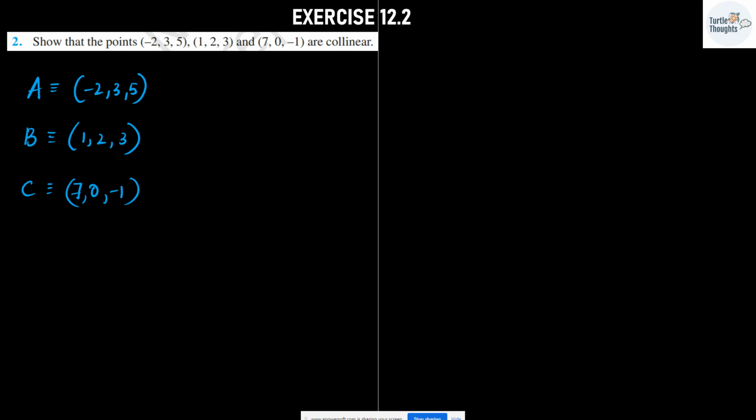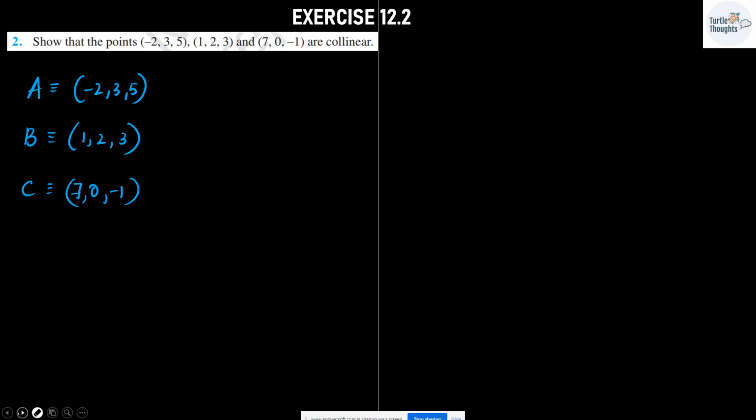Right? Now I have to prove that AB, any one of the line. If I take AC, then that should be equal to AB plus BC. Right? The sum of the distances of 2 pairs of points should be equal to the distance between the other 2 points.